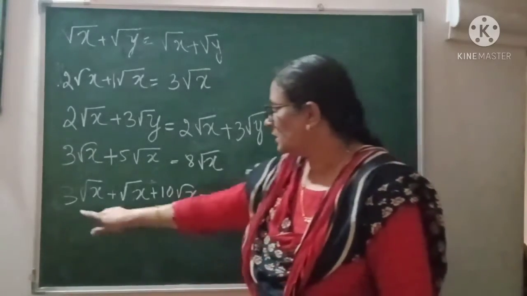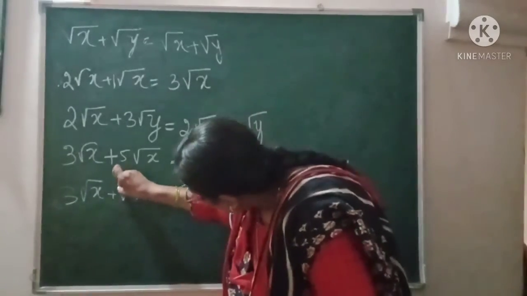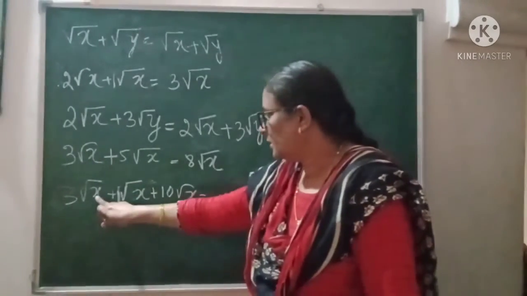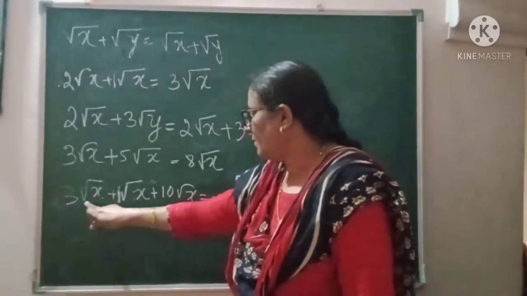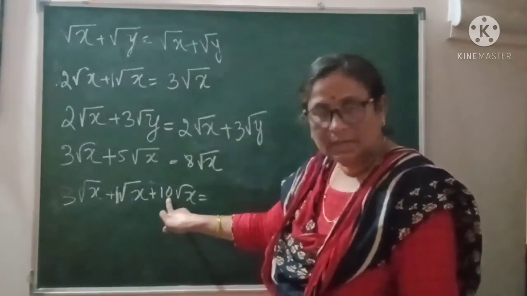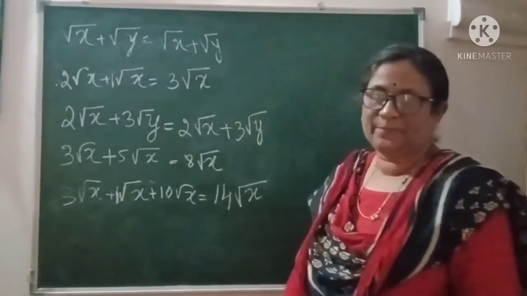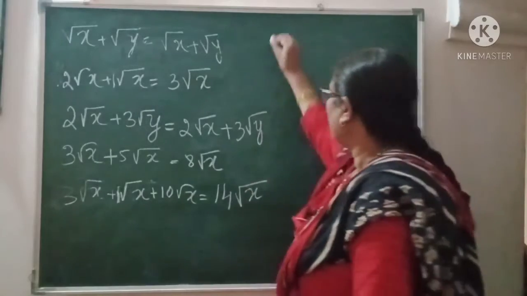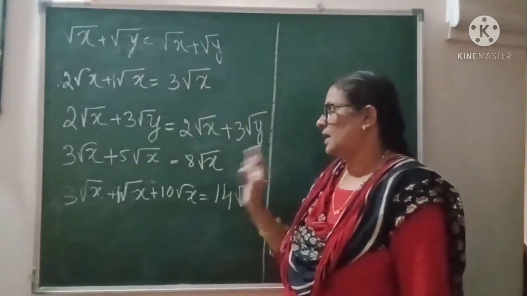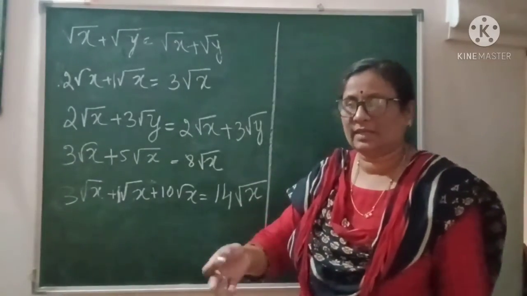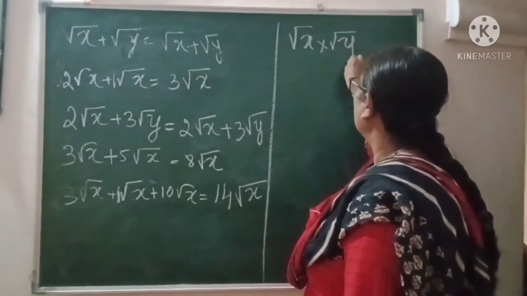Okay, you have 3 terms: 3 root x plus root x plus 10 root x. Very simple. Nothing else. Don't add x, and don't add x cube. Simple. 3 plus 1 is 4. 4 plus 10 is 14 root x. Okay. Now this will not end here. Now one more confusion comes here. Where you people confuse once again, where you have root x into root y.